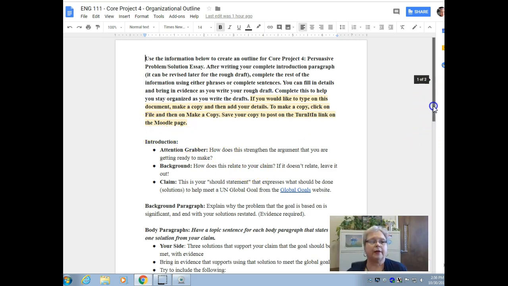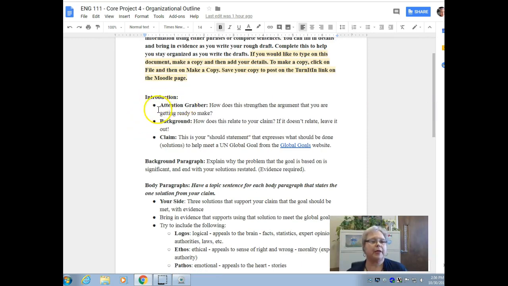So here's what I've asked you to do, just to remind you, you need an attention grabber. You want something, not just something that's going to grab my attention but has nothing to do with what you're talking about. You want something that will strengthen the argument that you're getting ready to make.